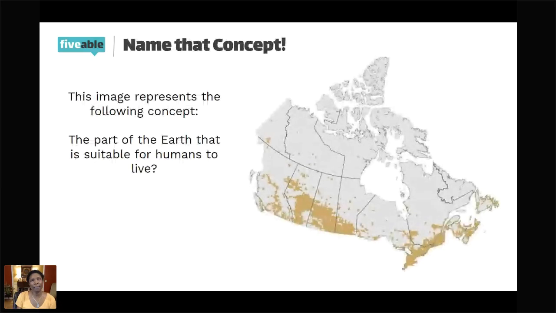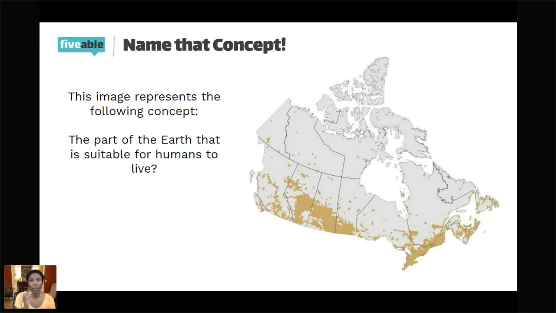All right. Okay, can you name this concept? This image represents the following concept. So really take a look at that map. The part of the earth that is suitable for humans to live on is known as, it starts with an E. So this is a concept you should have come in contact with. Oh, we're getting to my favorite part. I need another hour. There's so much stuff in units 1, 2, and 3.